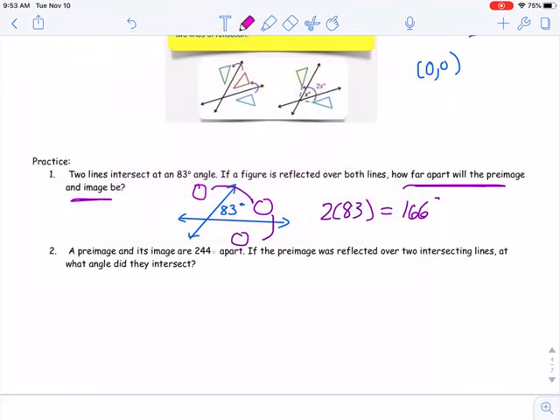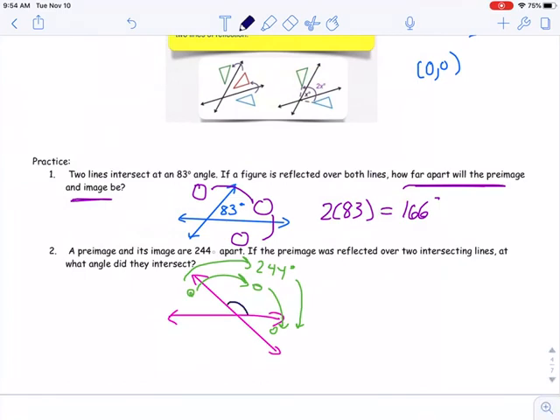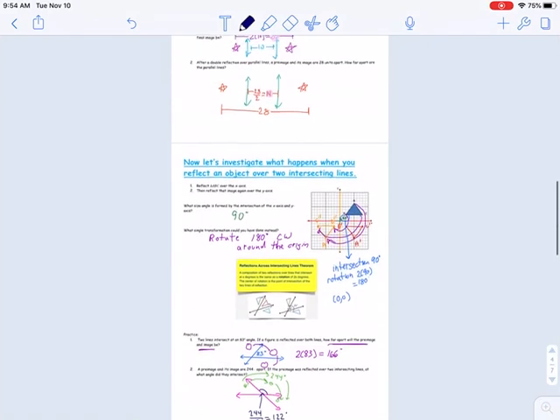Then we got another one. Again, we'll draw a similar picture. All right, now this image gets reflected over here, then reflected over here. All right, this whole thing is 244 degrees. All right, that's how far apart they are. What's the intersection? What's this angle measure? Well, this is just going to be 244 divided by 2, also known as 122 degrees. All right, and that's that theorem right there.